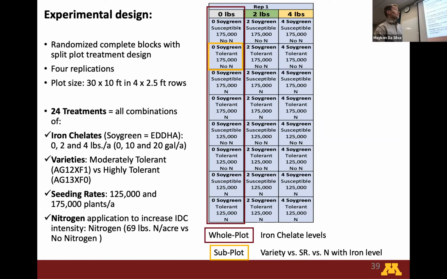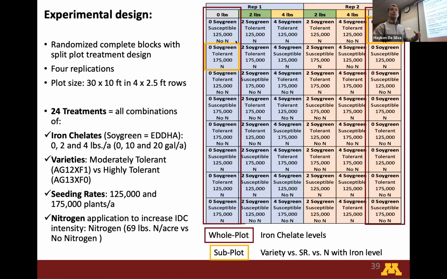So as we can see here, in this first whole plot, we have 0 pounds of soybean, and for each subplot within this whole plot, we have the combination of the varieties, the seeding rates, and the IDC intensity by supplemental nitrogen. And here we have in total 4 reps, but I'm showing only 2 reps, just to show that here we have 2 randomization processes. The first one is for each of the whole plots. And then the other randomization process is for each of the subplots within each of the whole plots, okay?